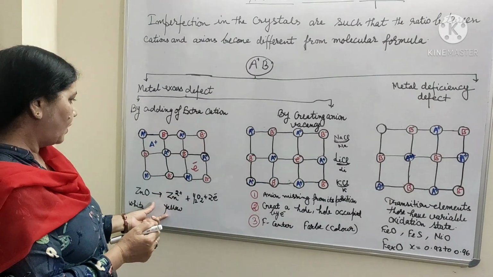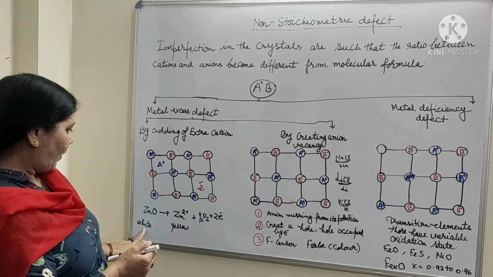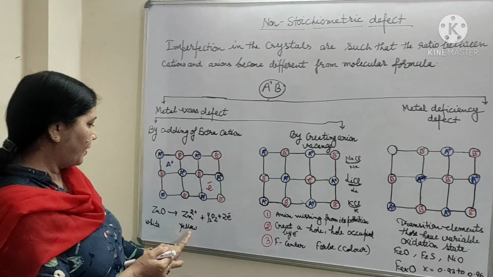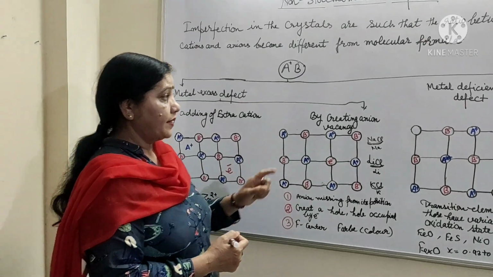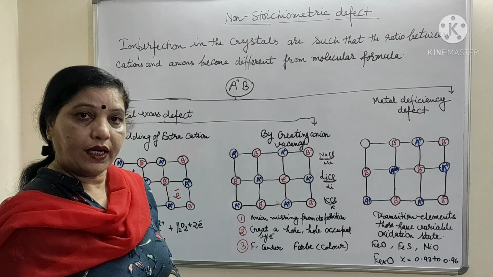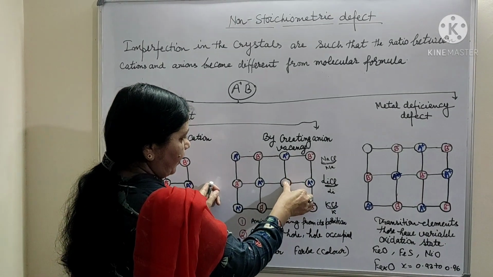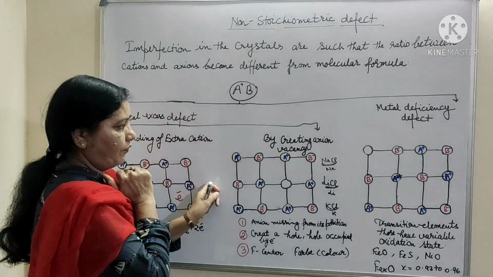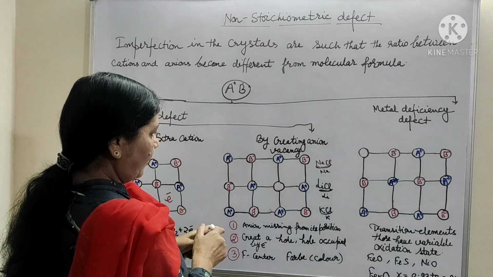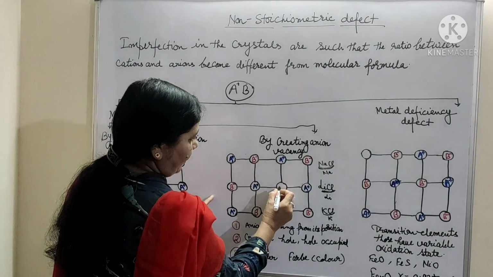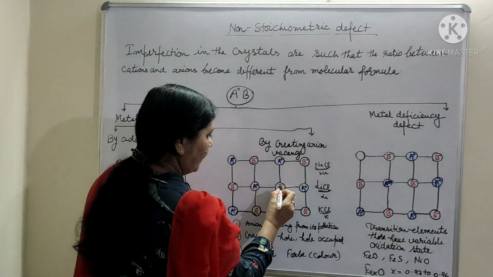So such type of defect is by adding of extra cation. White color zinc oxide converts into yellow color. So it gives the color. Now the second type, by creating anionic vacancy. Listen, one of the anions is missing from the site of the crystal lattice and an electron occupies the space of this anion.